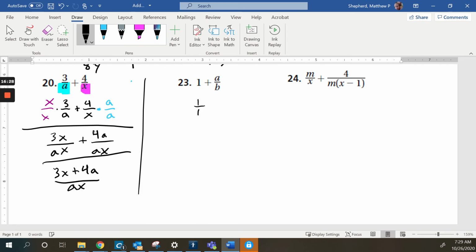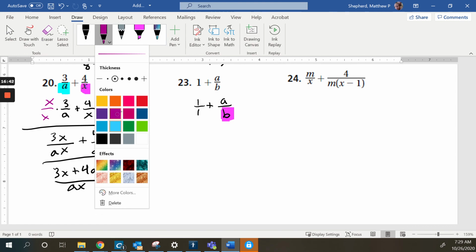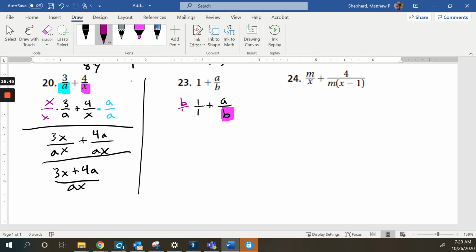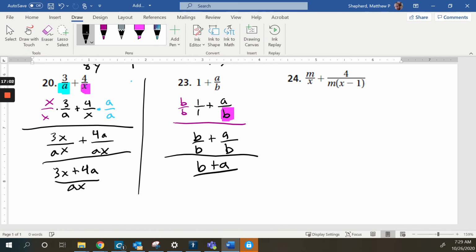In this next one, we don't even see it as a fraction. If that ever confuses you, just remember that anything is a fraction; just put a 1 under it. In this case, all I'm going to need to do is multiply this other side by b, and then they will have the exact same denominators. So I will have ab over ab plus a over ab, which is the same as b plus a all over b.